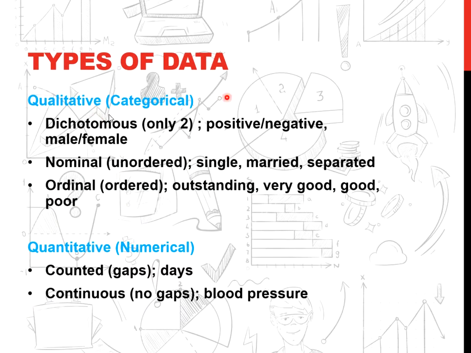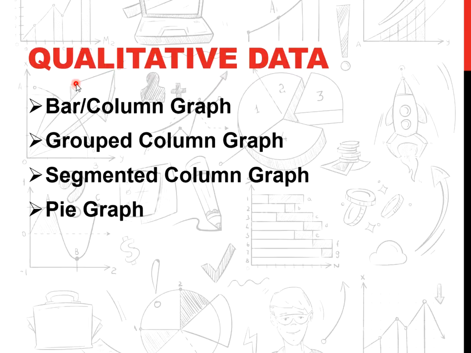Okay. So, type of data. So, qualitative or categorical. So, dichotomous, only two, positive or negative. So, pwedeng male or female. So, nominal, unordered. So, single, married, separated. Ordinal: outstanding, very good, good, or poor. Quantitative naman yung ating numerical. So, counted with gaps, like days, or continuous with no gaps, like blood pressure.